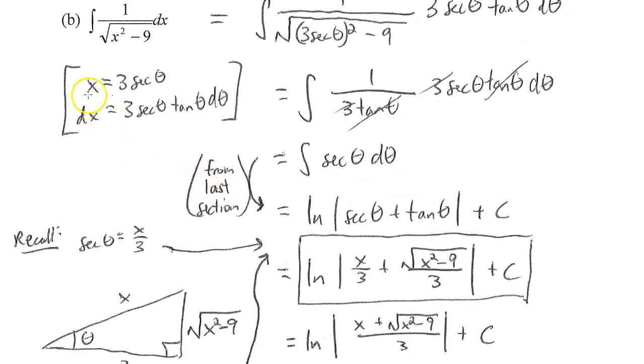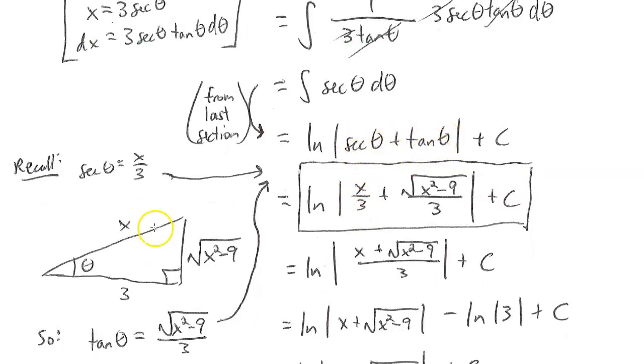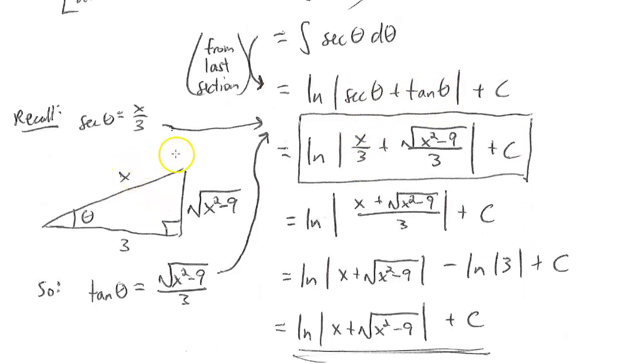Well, notice we can rewrite x equals 3 secant theta as secant theta equals x over 3. And so, by the way, that tells us what secant theta is here. That's x over 3. The question is, though, what's tangent of theta? Well, we're going to have to draw a triangle. All these trig substitution problems are going to involve drawing a triangle. If secant theta is x over 3, if this is our triangle with theta here, secant is hypotenuse over adjacent, so this should be x and 3. By the Pythagorean theorem, we'll have the square root of x squared minus 9.